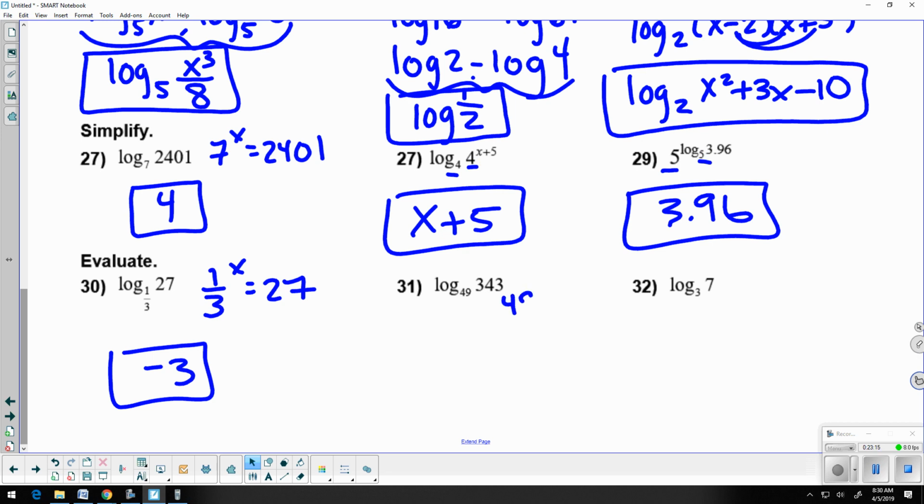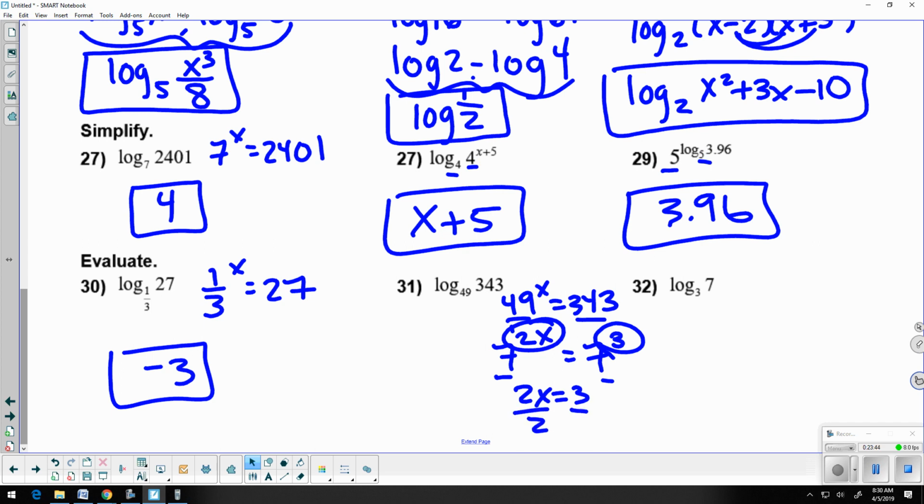31, the question is 49 to what power is 343. We could work this one out by hand because again, if you think about the common base they have, it would be 7. So 7 squared is 49, 7 cubed is 343. So again, I'm changing the problem basically to be 7 to the 2x instead of 49 to the x, and that equals 7 cubed. So now once you have the same base, just set the exponents equal. Set 2x equal to 3, dividing both sides by 2, and we're looking at 3 over 2.